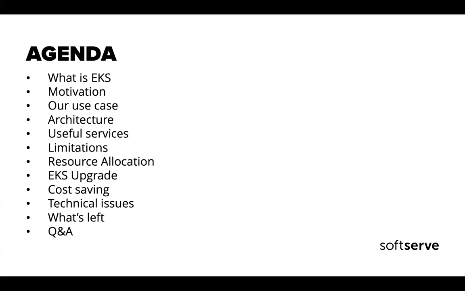I will briefly talk about resource allocation, why we need it and what it is for. Also, we recently performed an EKS version upgrade, so I will share some knowledge there. About cost saving, I will share one useful experience, how we found on which resources we can save, and what it gave us. Also, during this journey, we faced several technical issues that are pretty interesting for me and not commonly seen, and I also want to share them. Then I will share what's left to complete this migration, and hopefully we will have some time for questions and answers.